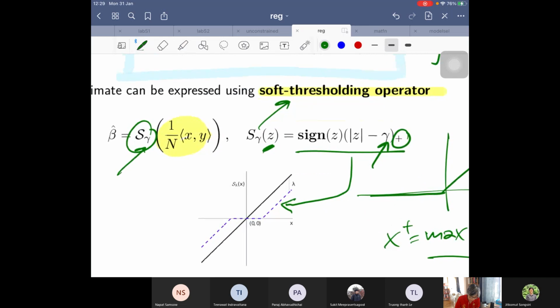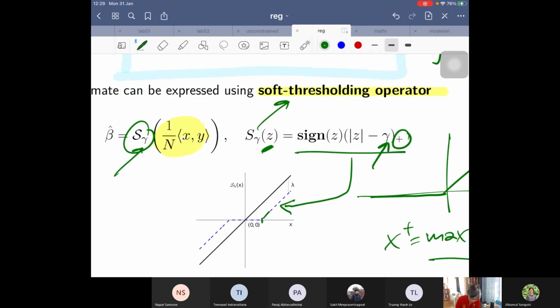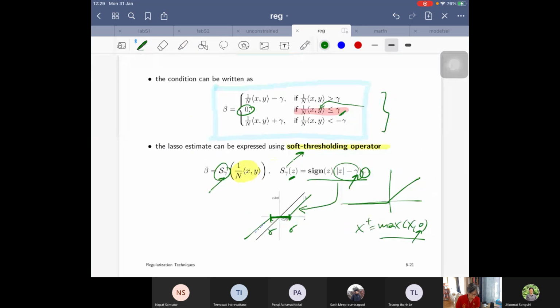So the soft thresholding operator can be sketched in this graph. When it exceeds the threshold, this looks like linear. And there's a range here specified by gamma. If this guy is less than gamma, it returns 0. So solving Lasso's formulation for one predictor is very easy if you look at this one. Just compare this with the threshold and then return, it's basically an arithmetic operation.